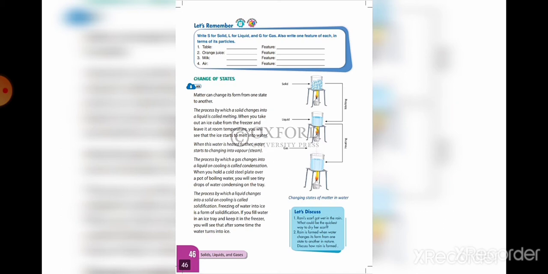Now let us see what are changes of state. So how does it change from one state to another? Matter can change its form from one state to another. The process by which a solid changes into a liquid is called melting. We saw the ice, how it was melting, children. When you take out an ice cube from the freezer and leave it at room temperature, you will see that the ice starts to melt into water.